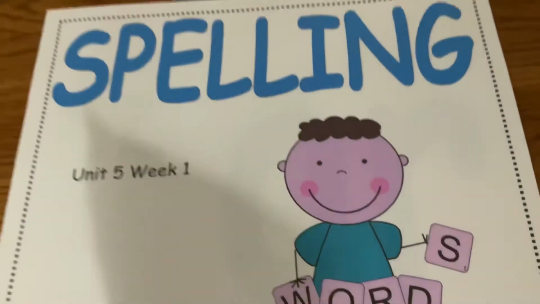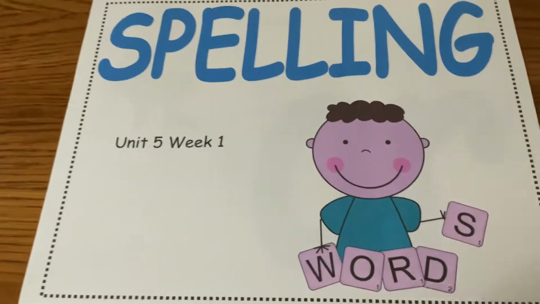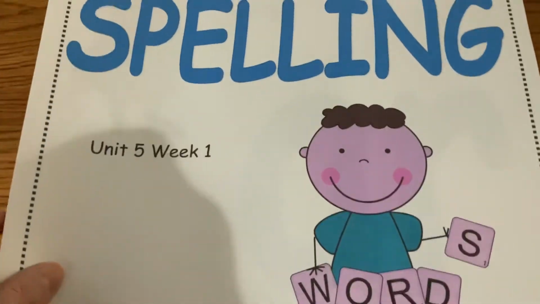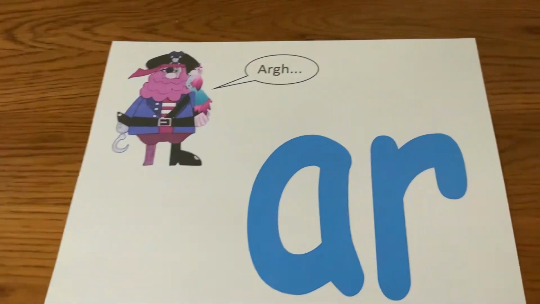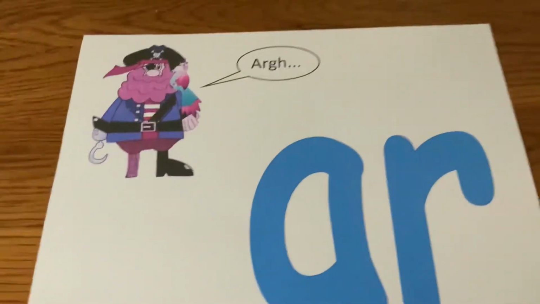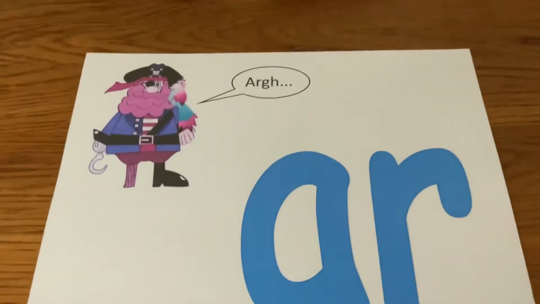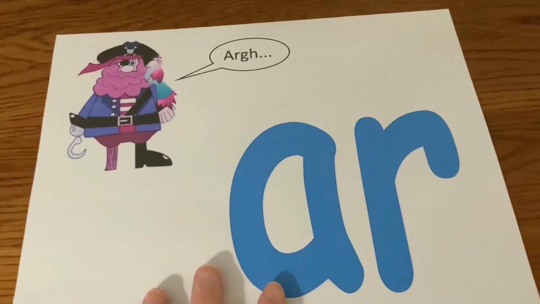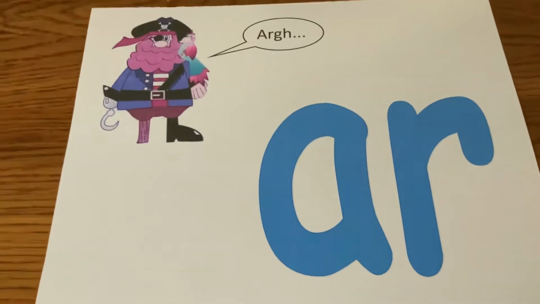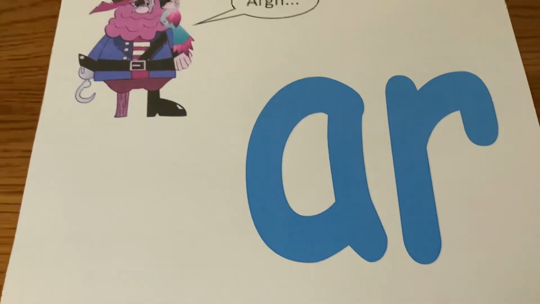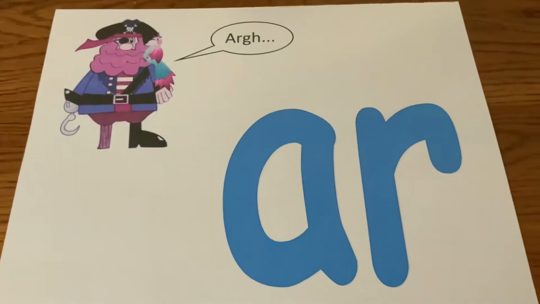So first we're going to start with spelling for this week. And as I said, the sound that we have this week is AR. So when you're thinking of the letters AR, think of the pirate. We've been talking about pirates. We did our book week on pirates. And the pirate says ARG. Well, let's take off the G and we just have R. AR says R.